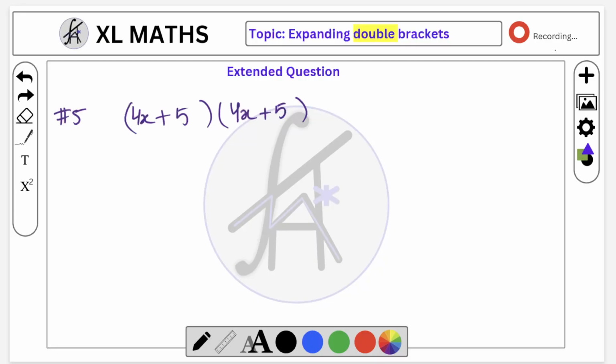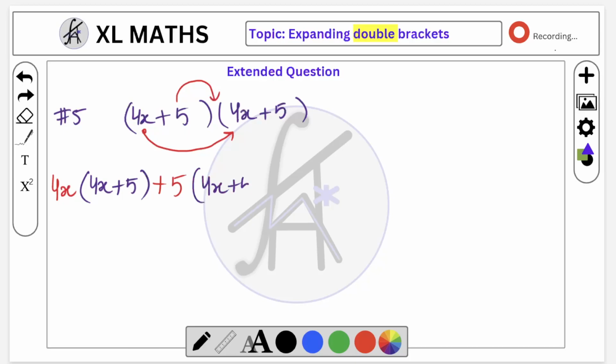So what we do in here is exactly the same thing. The first term multiplies the entire bracket, and the second term multiplies the entire bracket. So we take the first term, that is 4x, multiplying the entire bracket, that's 4x plus 5, plus the other term, which is a positive 5, multiplying the entire bracket. That means whatever we have in the first bracket goes before the next bracket. So 4x here plus 5 here. Now let's do the single bracket expansion.